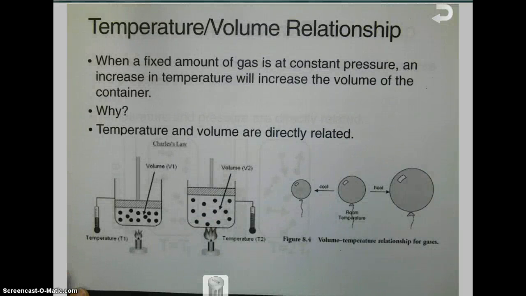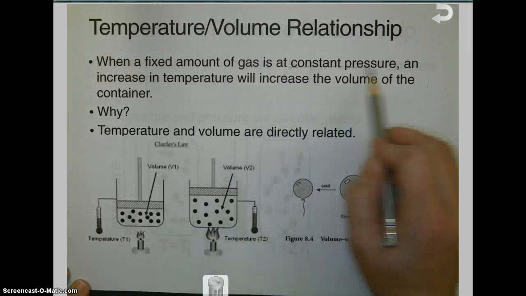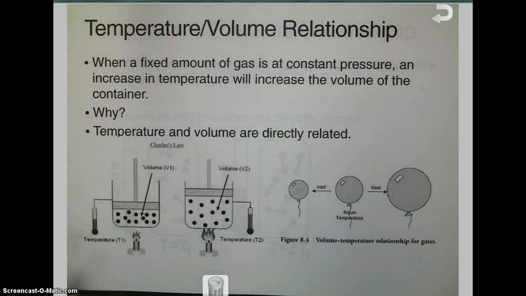When we look at the temperature-volume relationship, if we have a fixed amount of gas at a constant pressure, and that's the key to this relationship, the constant pressure, an increase in temperature will increase the volume of the container. So when we increase the temperature, the particles are going to have more kinetic energy, they're going to move faster, they're going to collide more often.